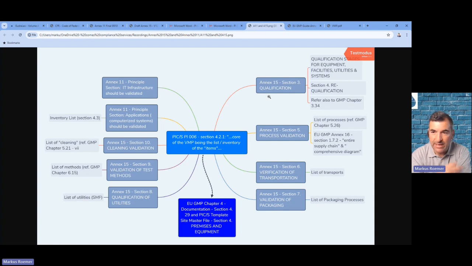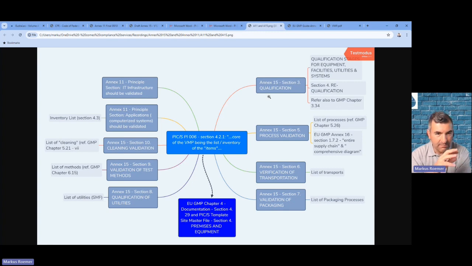Facilities should be pretty clear, and utilities also. Systems, okay, we will see later. In Annex 15, you will find the requirements or the definition of qualification. I'm using it slightly differently, but there you have the regulatory references. You will also refer to GMP Chapter 3, 3.35. Chapter 3 is for equipment and premises, and you will find additional information on that.